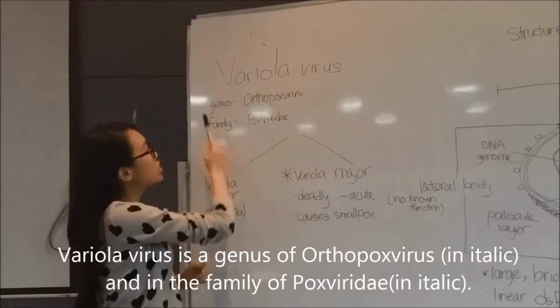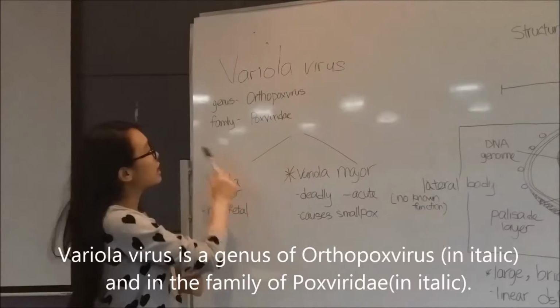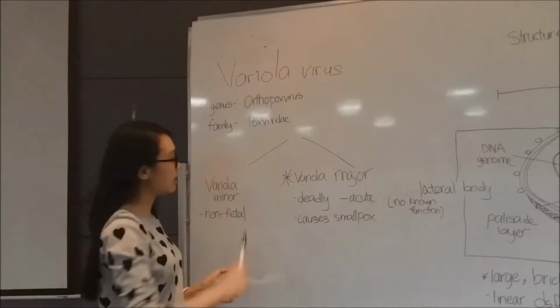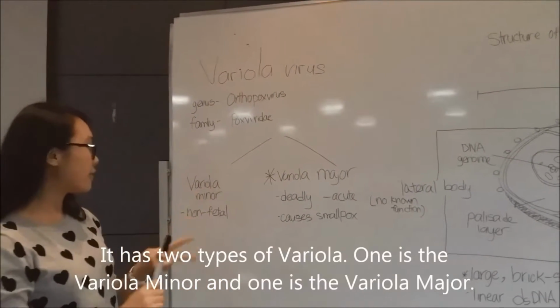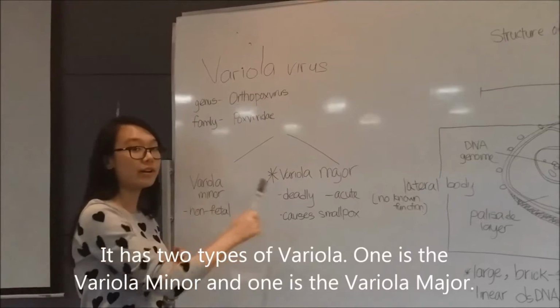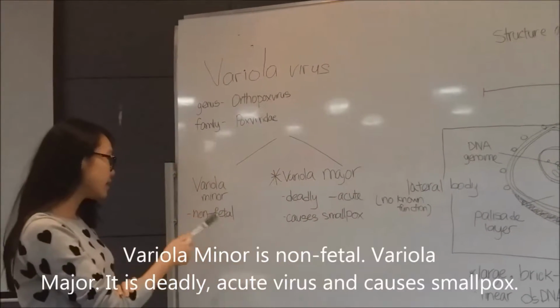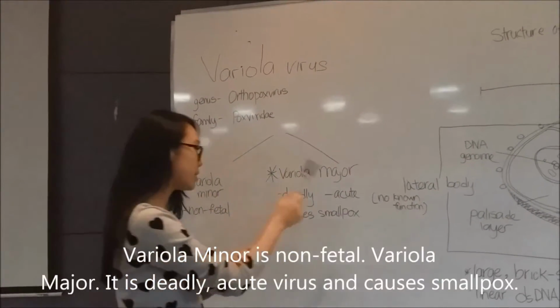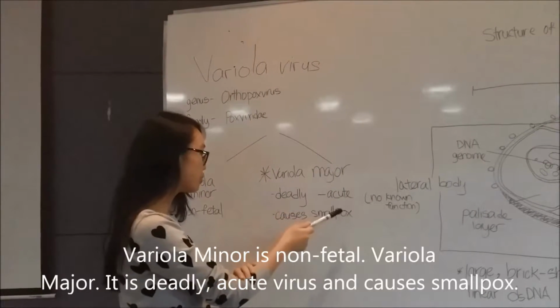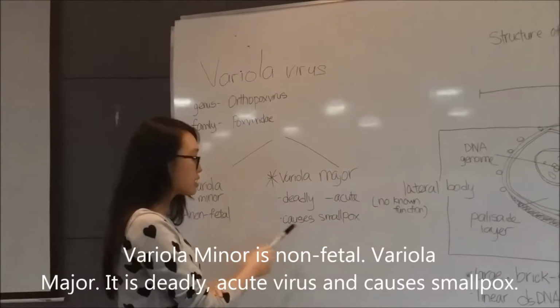The virus is a genus of the Orthopoxvirus and in the family Poxviridae. It has two types of variola, which are variola minor and variola major. Variola minor is non-fatal, and variola major is a deadly and acute virus and it causes smallpox.